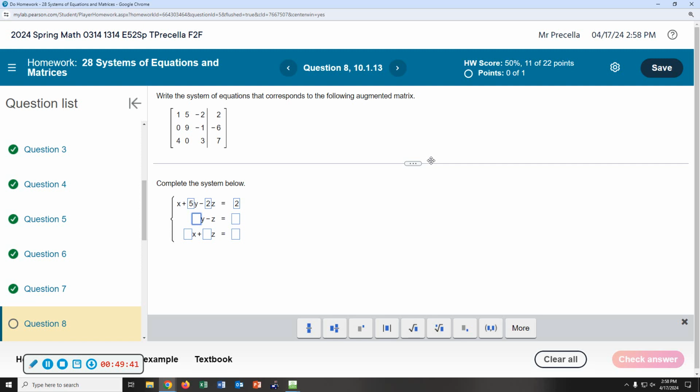What will I type in this spot here? 9. Notice there's a 0 for the x spot. There's no x in the second equation. And look, they've already done the minus z equals -6. What about down here? 4. Notice they don't have it. They're just skipping right past the y. It sort of looks ugly because they don't have the like terms lined up, but I'm not going to complain. This would be a 3 and a 7.